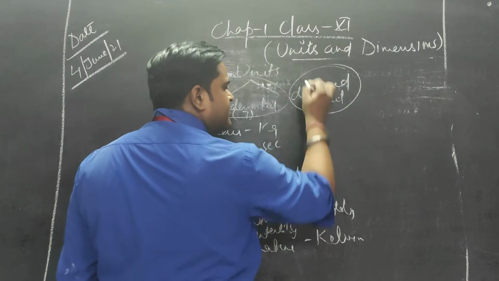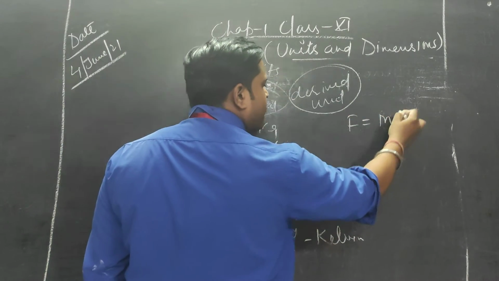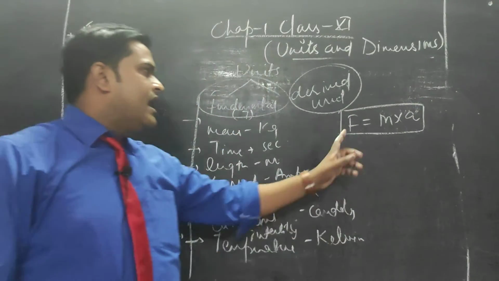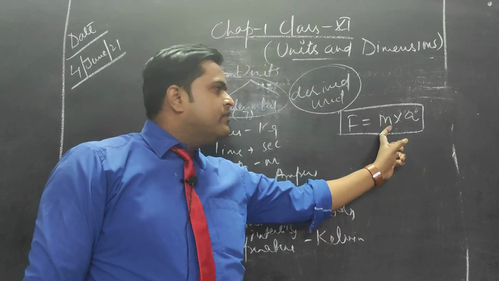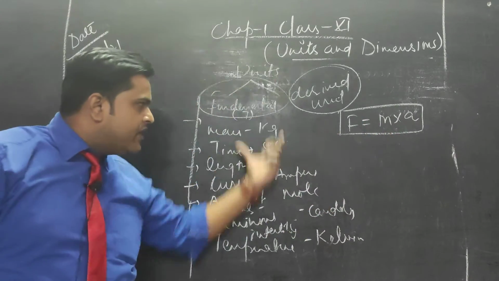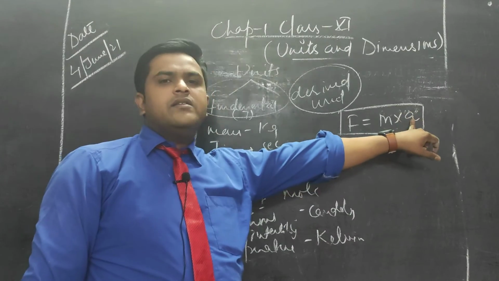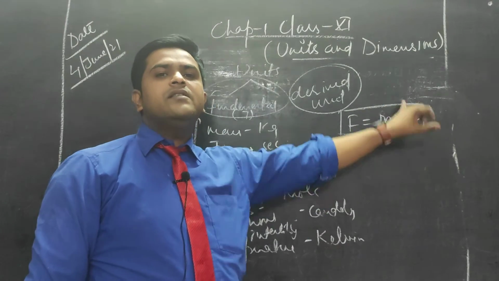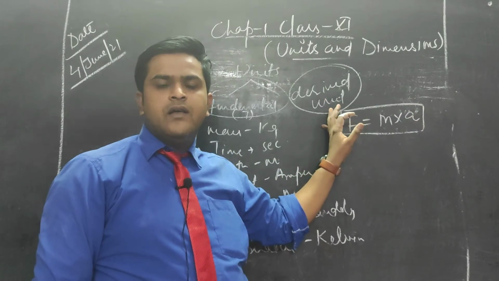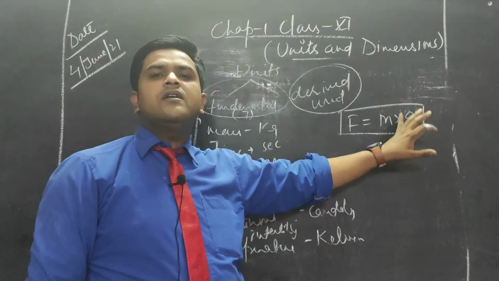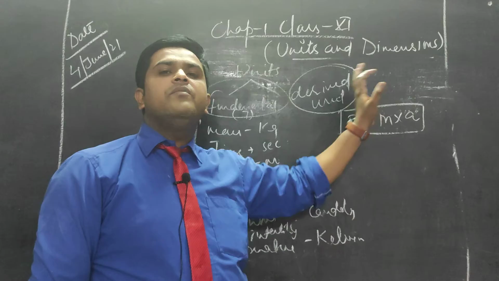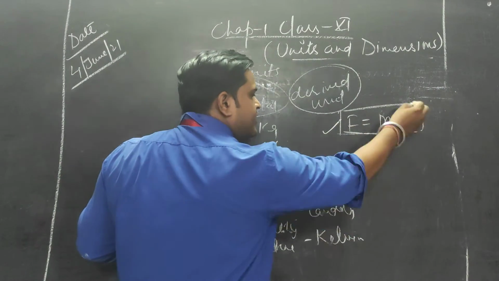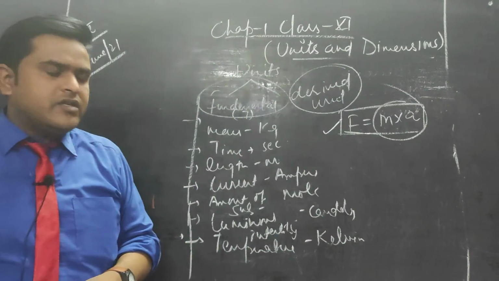But derived units: suppose I say the formula of force is m into a. What I am doing here is deriving this force by using fundamental quantities. Acceleration is not a fundamental unit, but I am using mass in order to derive this formula. So we can say that derived units are those units which can be derived from the fundamental ones. So we can write force in terms of mass and acceleration.